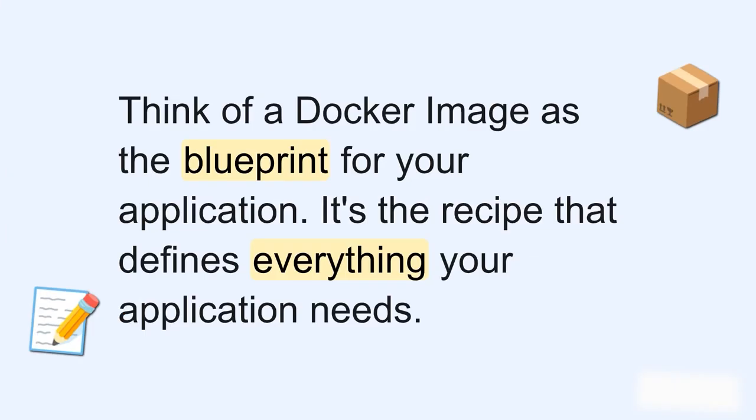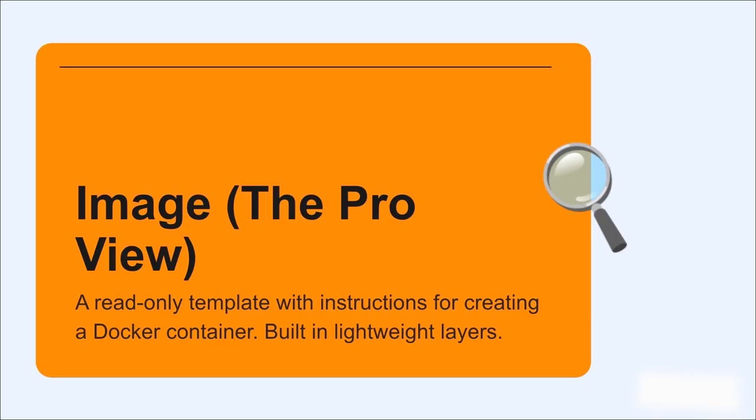Just think of a Docker image as the blueprint. It's the master plan, the detailed recipe that lists out everything your application needs to run. The code, the libraries, the system tools, the environment variables, all of it. Now for the pro view. Technically, an image is a read-only template, but here's the really brilliant part.